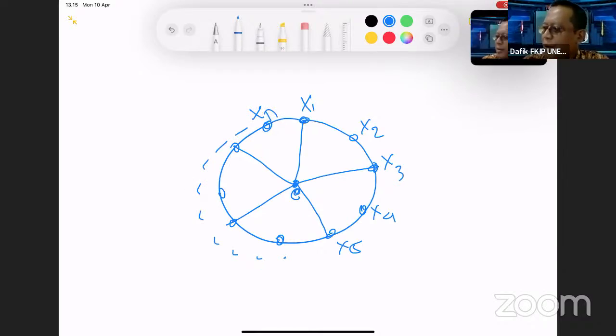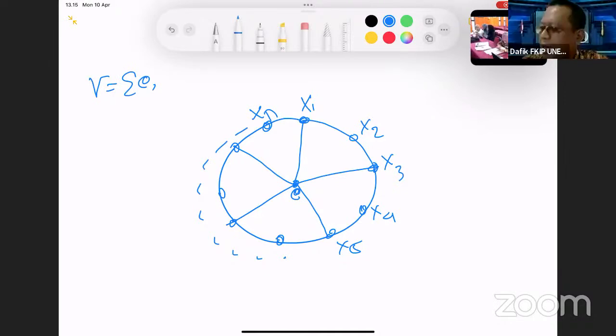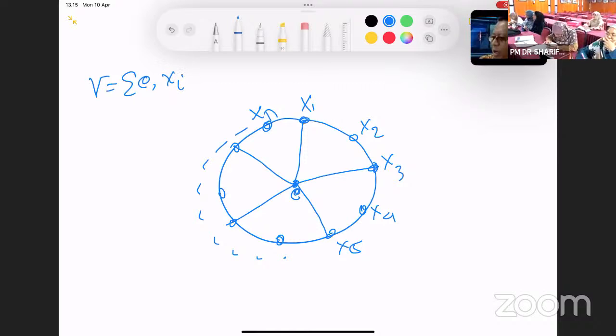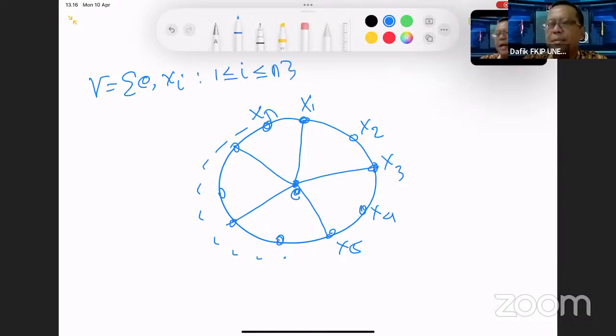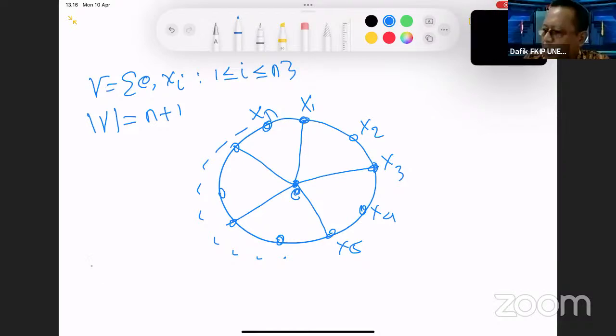Understand? What is V? V is C, comma, x_i, with i from 1 up to n. So the cardinality is n plus 1. Star. So what about H?